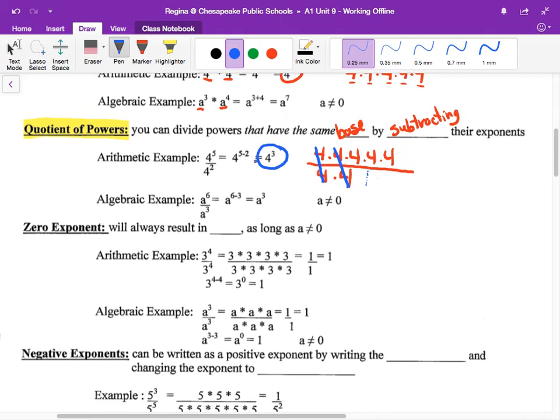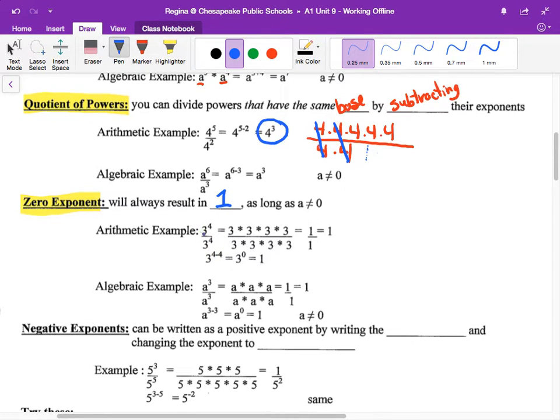All right, we got another rule. It's called the zero exponent. What happens when you have a 0 in the exponent's position? This will always result in 1, no matter what the base is. So here's the proof. If we have 3 to the 4th power divided by 3 to the 4th power, isn't that the same thing? And when you divide anything by itself, you end up with 1.